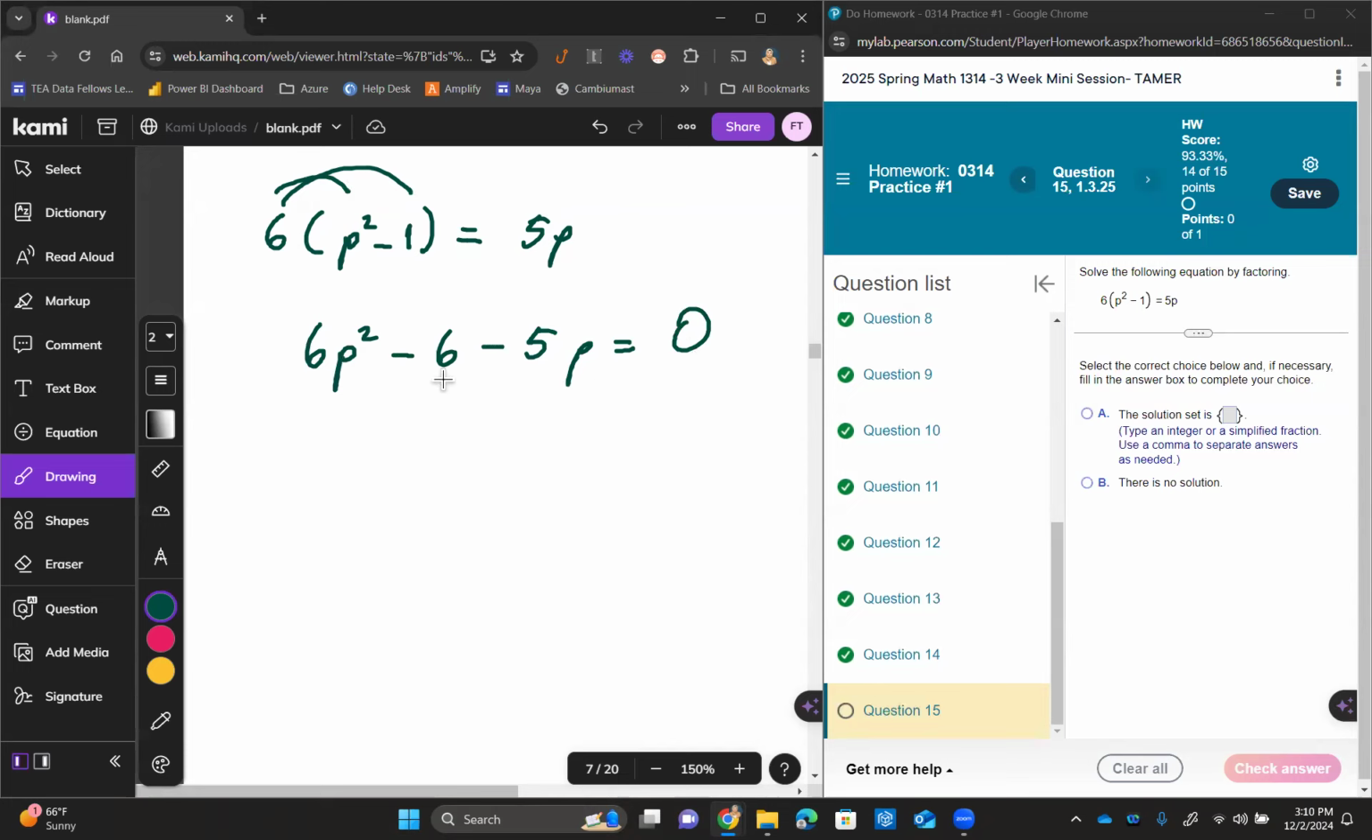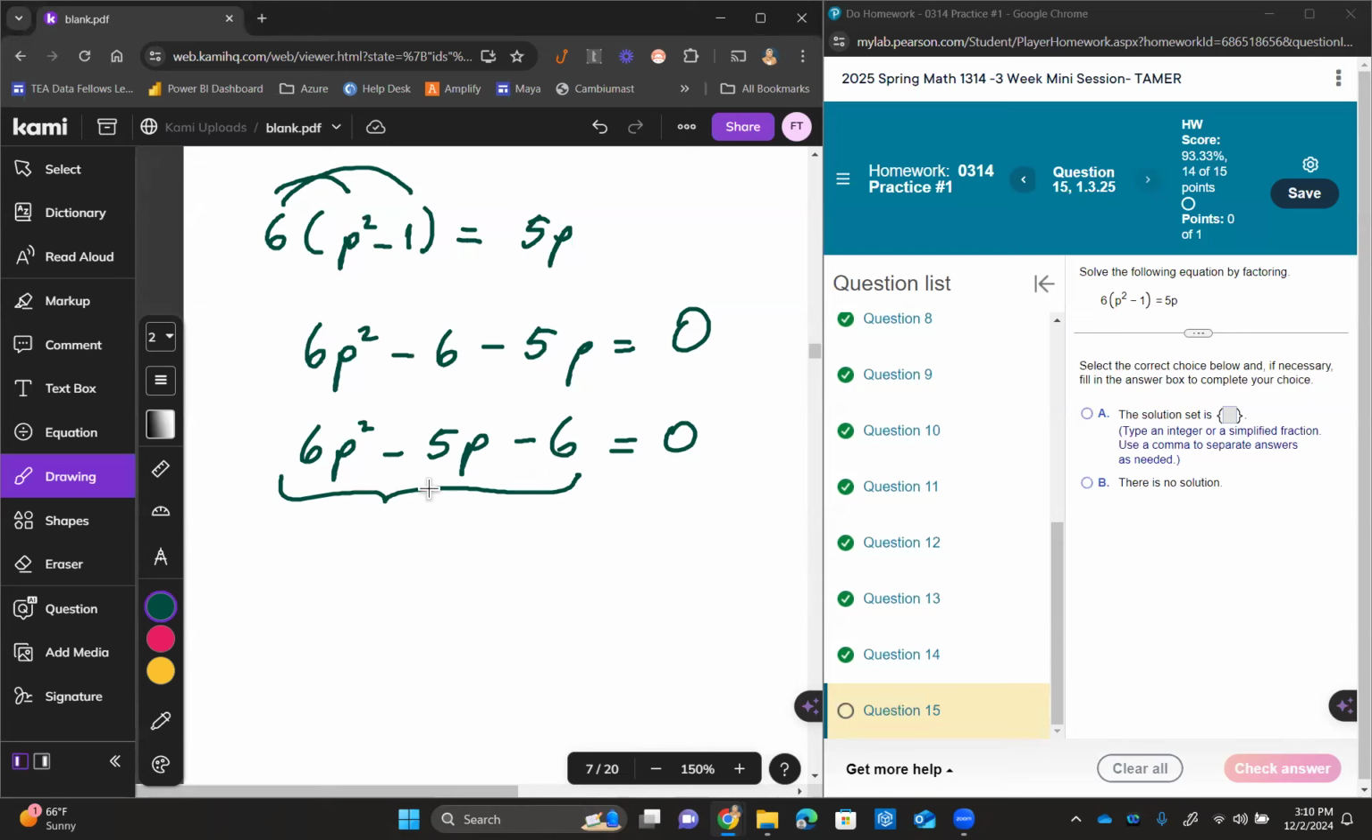Now, for quadratic equations, this is not the correct order. Always we need to have the quadratic term, then the negative 5p in the middle, and the independent number negative 6 must always be at the end, and the equation must be set to 0 to be able to factor and apply the zero product property to solve this equation using factoring. So we're going to focus on factoring this trinomial now.